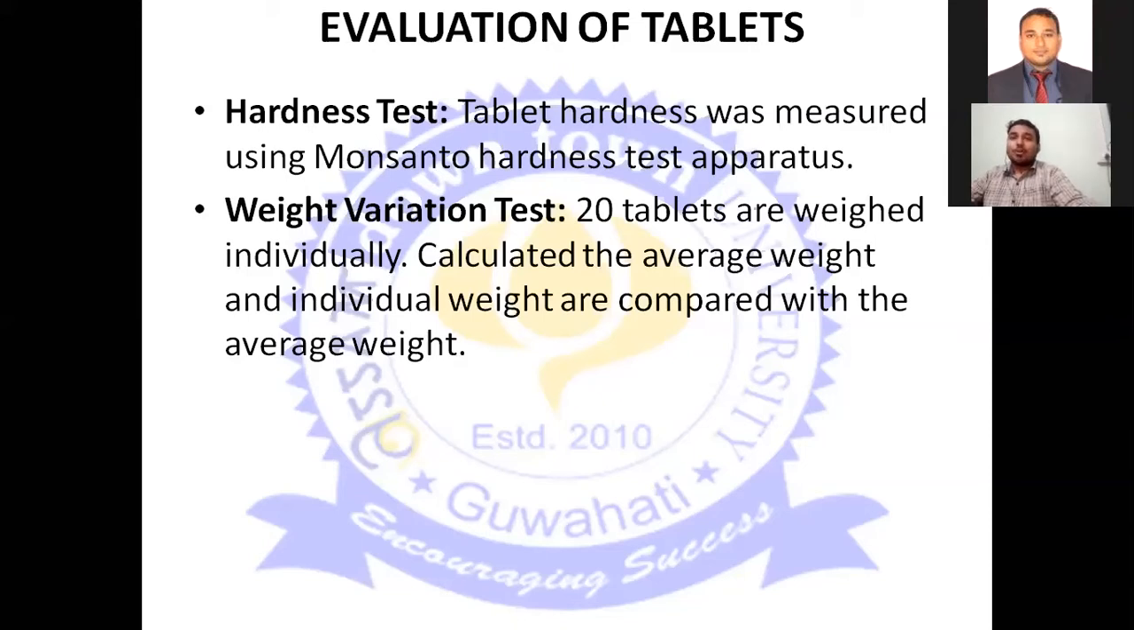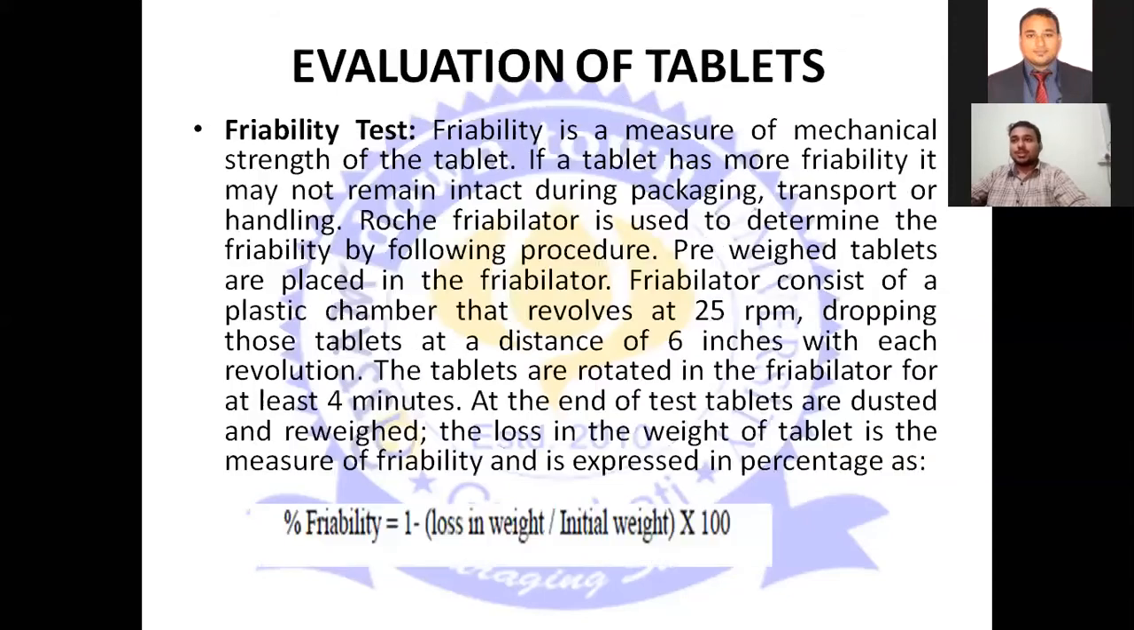If all the tablets fall within plus or minus 10% of the average weight, then we can accept the tablet weight. Otherwise, if it differs from plus or minus 10%, then we can reject the particular tablet. So this is the process for the weight variation test.